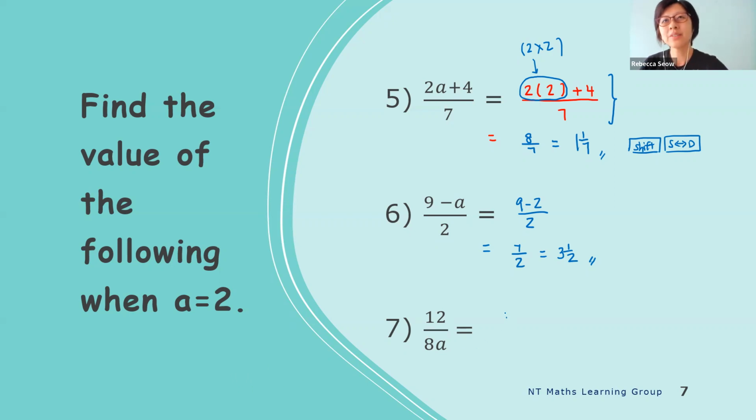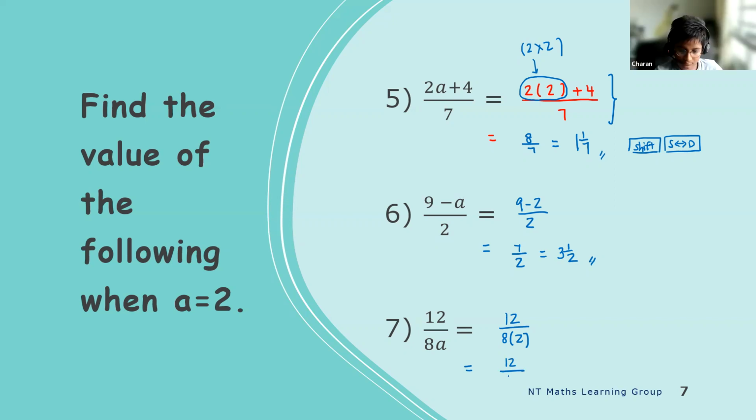Okay. So for the last question, 12 out of 8A. Instead of A, I'm going to write the number 2. So this would be 12 out of 16. And is this our final answer? No, you have to simplify it. Yes, simplify. So we could divide both sides by 4. 3 over 4. Okay, I think I'll pause here for a while in case you need to take it down.